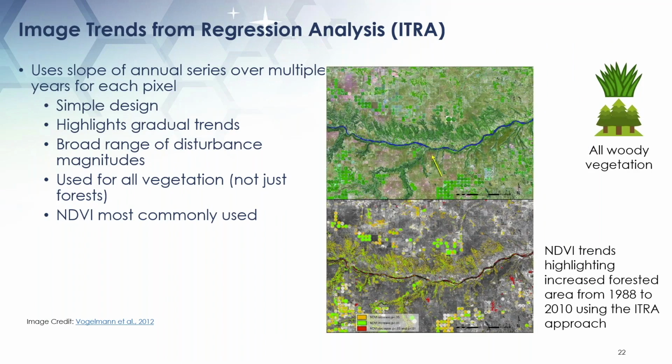The image trends from regression analysis is also a pretty simple approach focused on a simple linear regression of Landsat images on a pixel by pixel basis. This can be used for all types of woody vegetation. This works best for gradual trends. So this is useful for forest disturbance that happens over many years. And it's effective on many different vegetation types, from grasses to brush to forests. So these images here show NDVI comparisons from Nebraska.